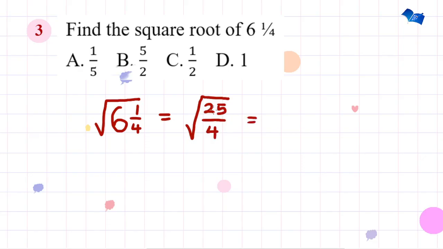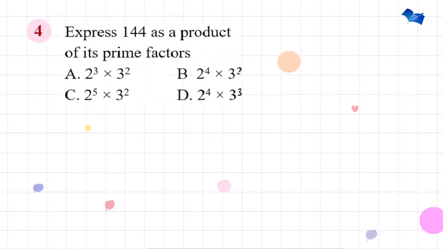So what is the square root of 25? The square root of 25, that is, what are you going to multiply by itself to get 25? Okay, that's good. You multiply 5 by itself to get 25, so the square root of 25 is 5. What about 4? The square root of 4. What will you multiply by itself to get 4? Good. You multiply 2 by itself to get 4, so the square root of 4 is 2. Our answer is 5/2. Moving on to question 4.